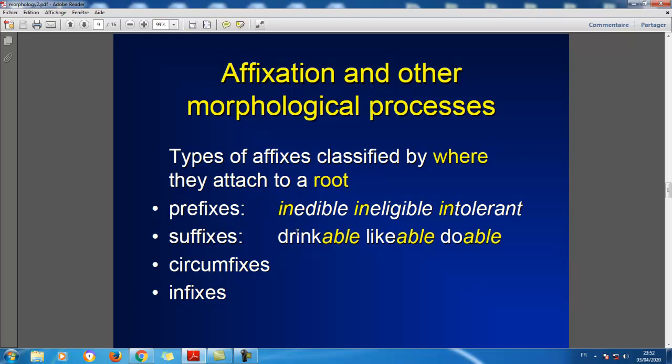Now, the opposite of this is something which is attached at the end. It's able. This is an example here. We can talk about drinkable, likable, doable. These units like able, which are attached at the end of the roots, are called suffixes. Now we can also talk about other kinds of affixes like circumfixes and infixes. We are going to explain them later on.